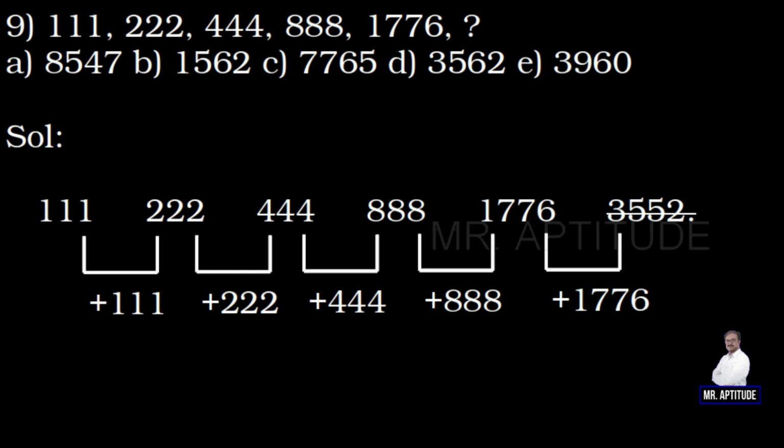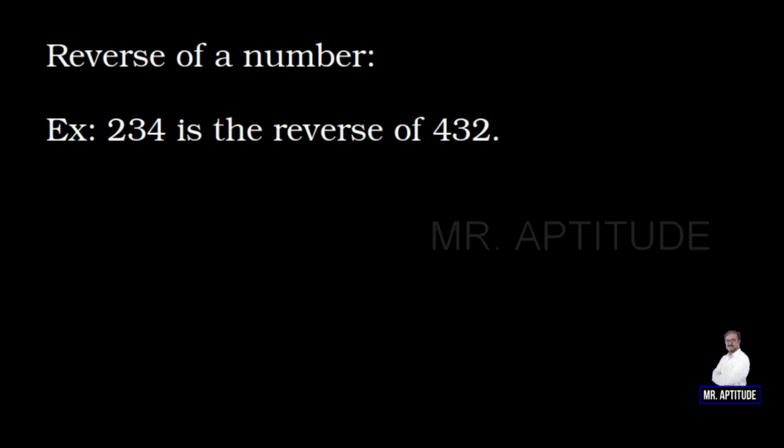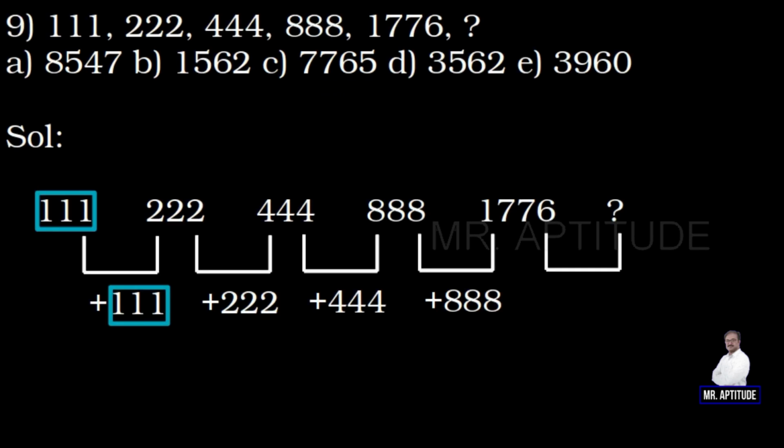Let us try to relate the given numbers in another way. If you observe these numbers, 111 and 111 is nothing but the reverse of that number. Let me explain you the reverse of a number with an example. 234 is the reverse of 432. 253 and 352. So when you reverse the number 253, you'll get 352. In the same way, 111 and its reverse is 111 again. So 111 when added to its reverse gives you 222.